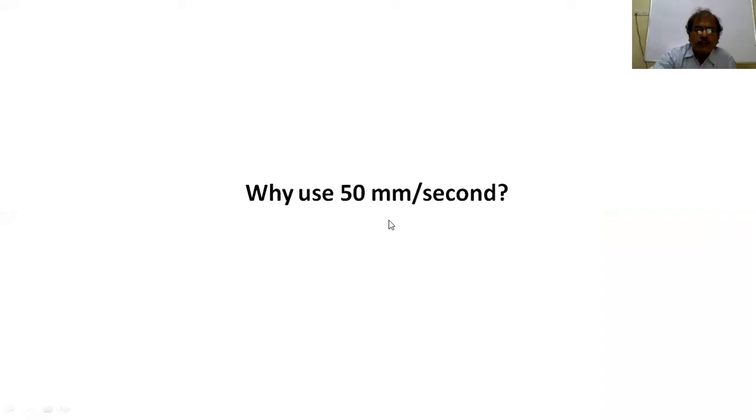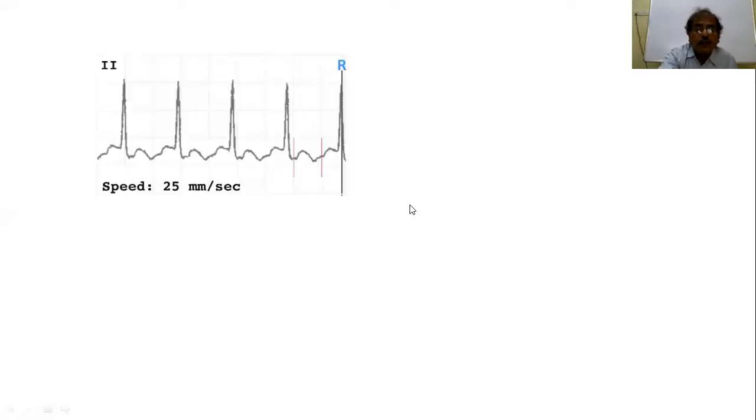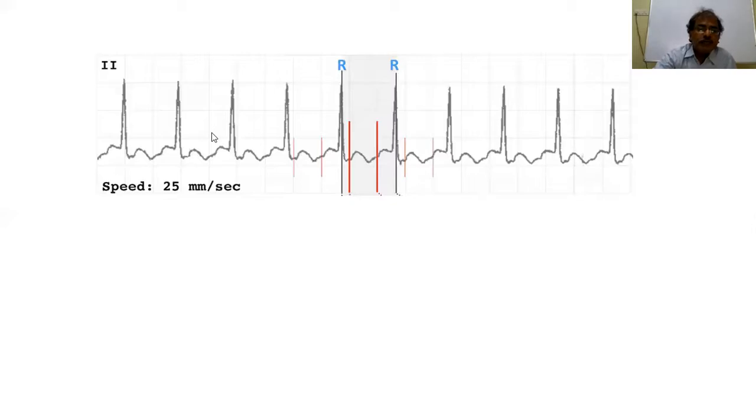So why do we use 50 millimeter per second? Now you see here is one ECG tracing. You can see this is the P wave, this is the QRS complex, this is the T wave, but I'm not able to see the P wave here. Now the speed of the machine is 25 millimeter per second.